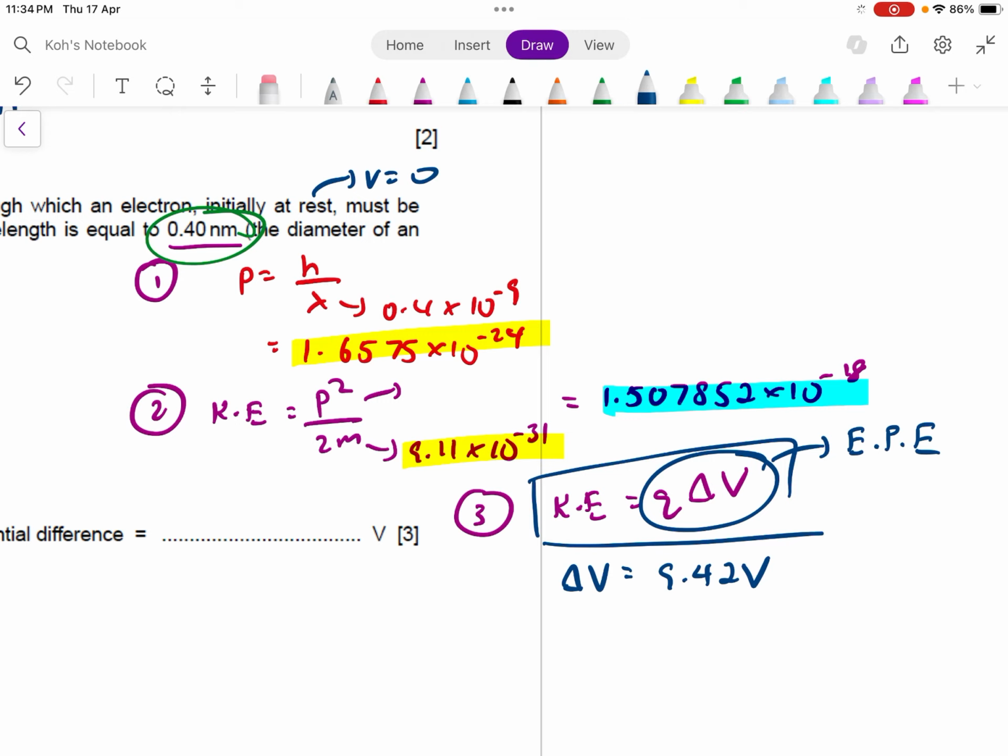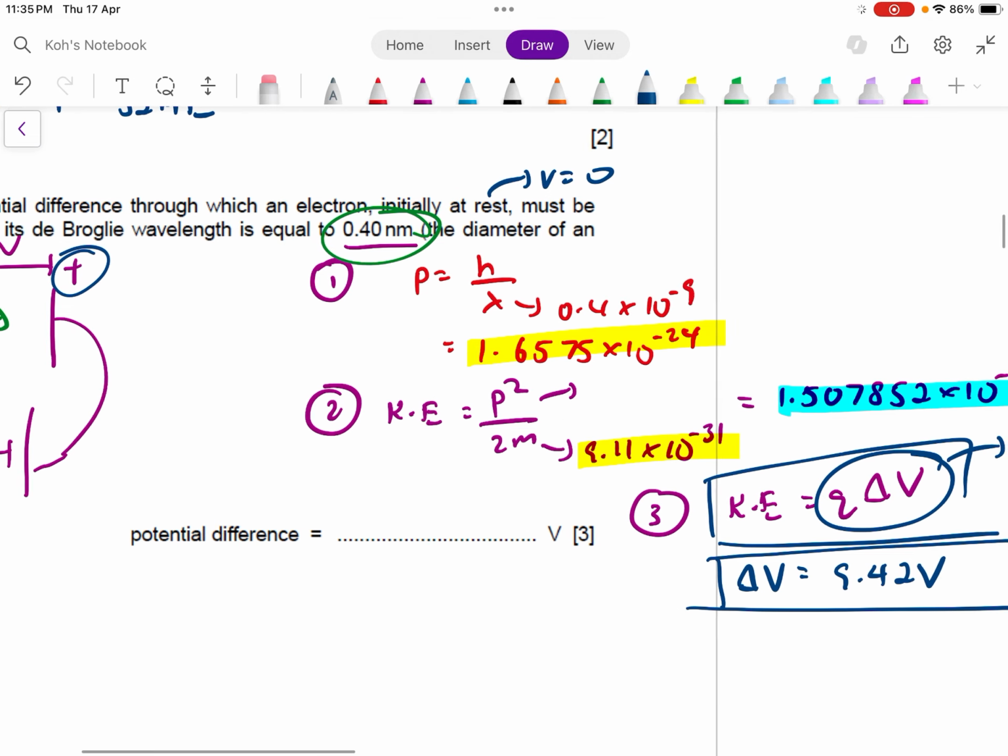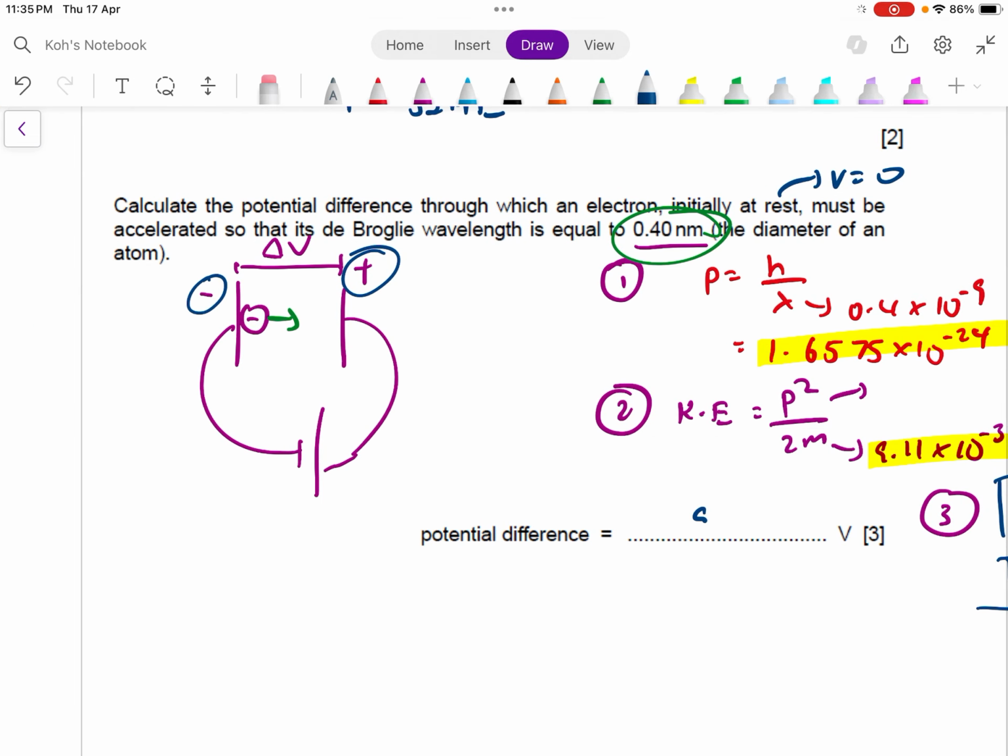So what you need to do is to move the Q, the elementary charge, to the left hand side. So elementary charge is about 1.6 times 10 to the negative 19. So eventually the potential difference that you must apply must be about 9.42. So the answer for the PD will be 9.42 volts. So that's all.